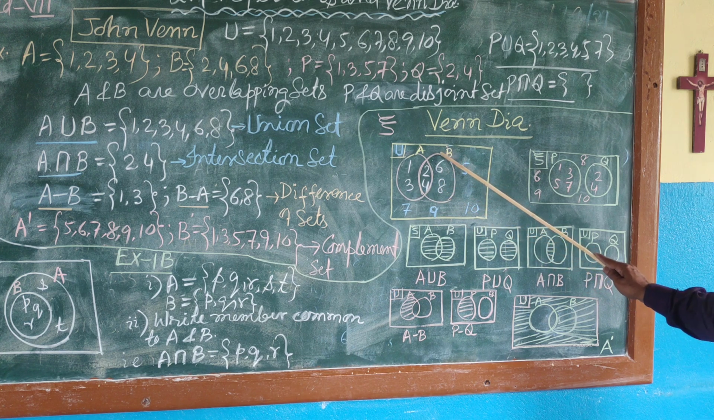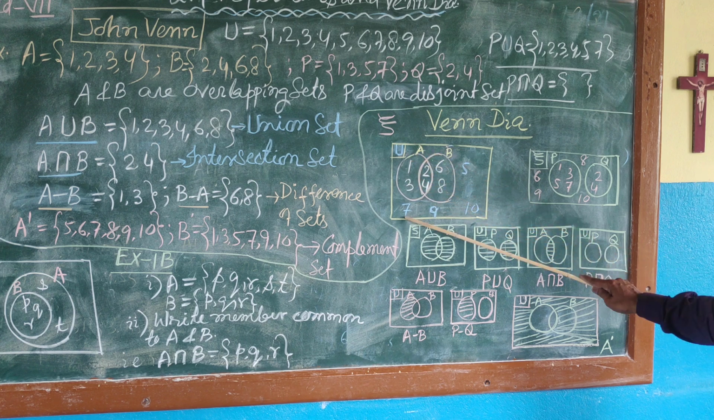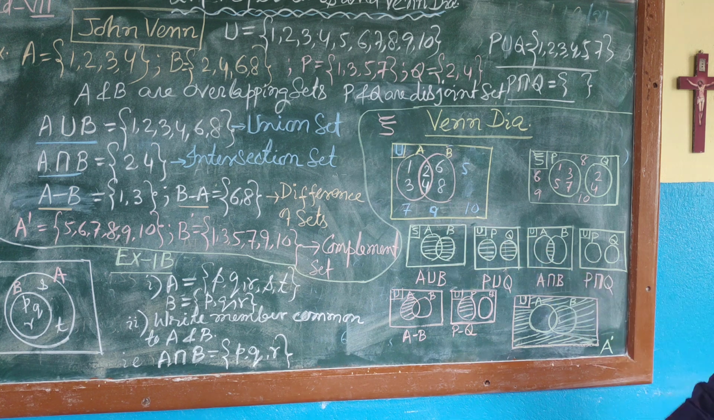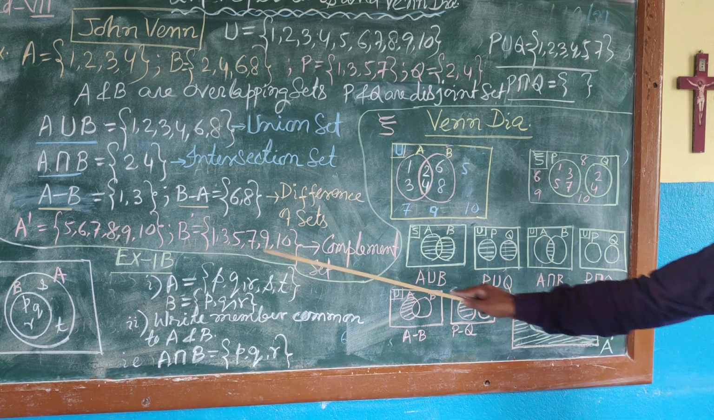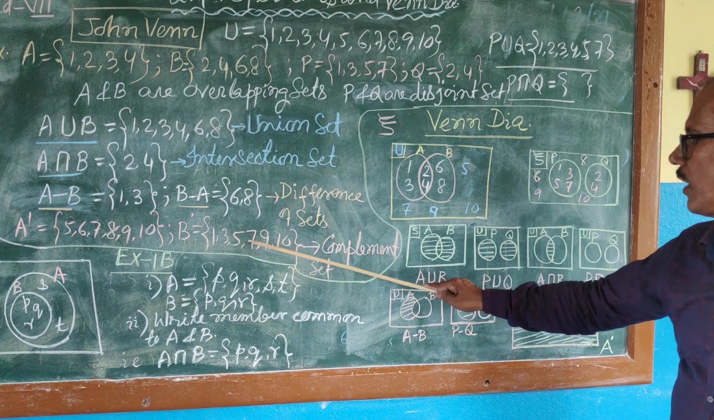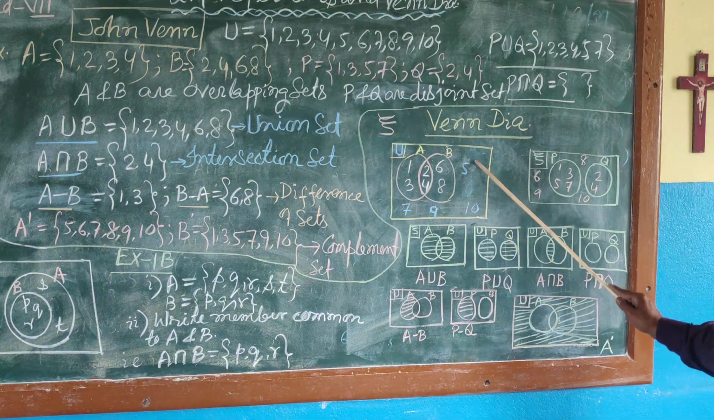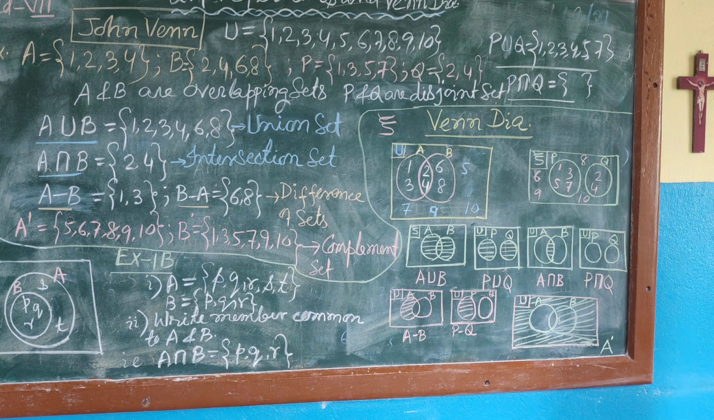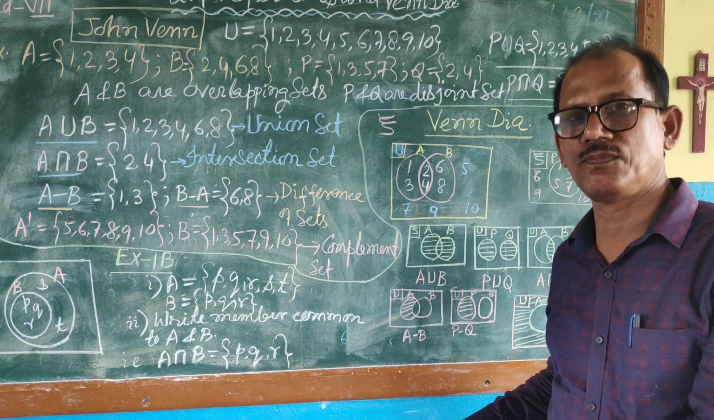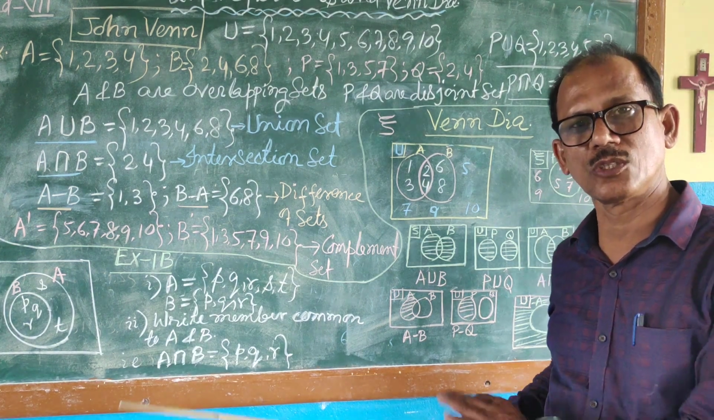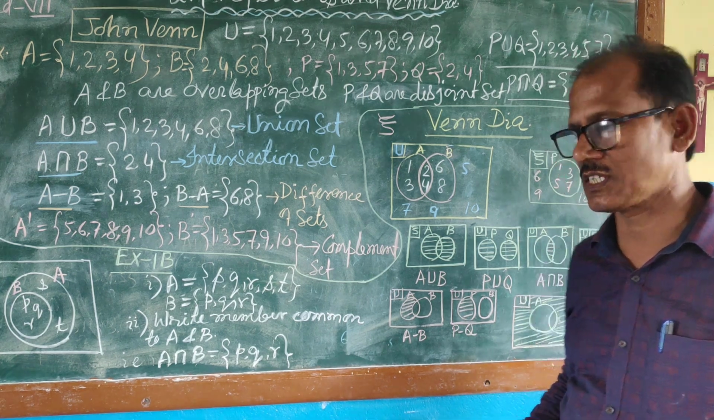B complement will be what? Leaving the elements of this region, it is 1, 3, 5, 7, 9 and 10. Just as you made A complement, you just tell B complement. It's 1, 3, 5, 7 and 9. Could you understand? The complement set will have the elements which are not in the common region. Could you understand me?